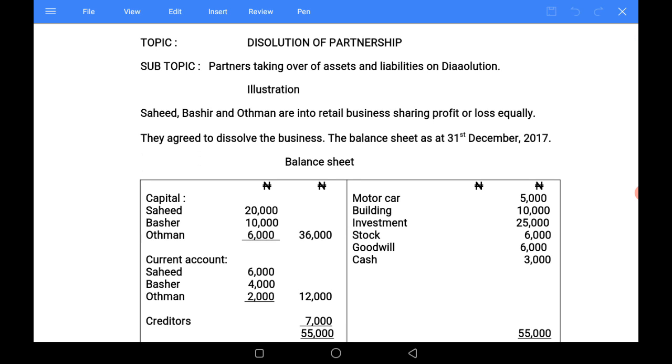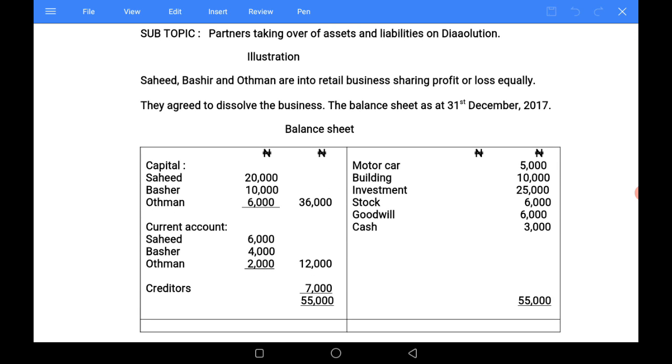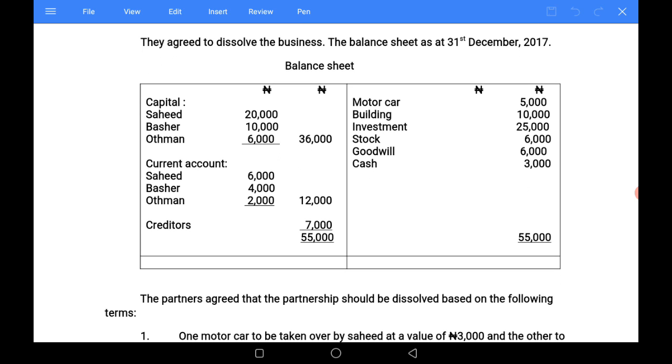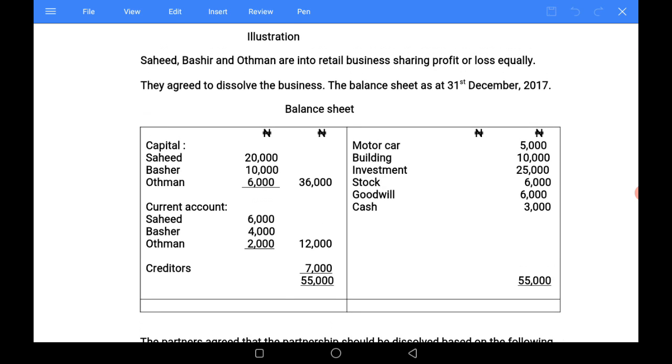To illustrate that, let's have an illustration. Saeed, Bashir, and Othman are into retail business, sharing profit or loss equally. They agreed to dissolve the business, and the balance sheet as of 31st December 2017 is as follows.